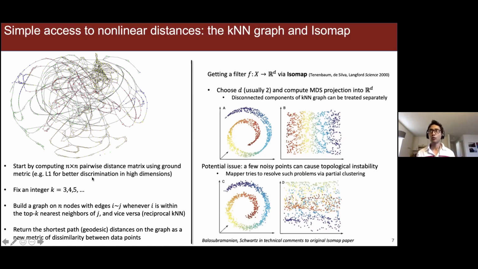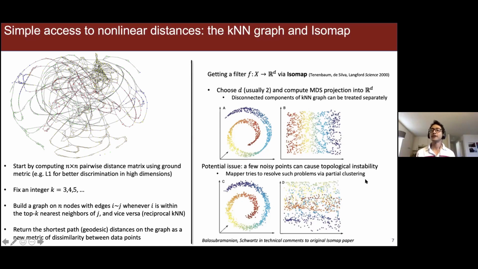And if you perform one more post-processing step by taking an MDS projection of this new geodesic distance matrix, you get what is known as Isomap. And the classical example to illustrate the usefulness of Isomap is in showing that it can unroll this Swiss roll dataset nicely into the plane. There's some potential issues. There's some topological instability that comes with Isomap, but actually Mapper, with its step of doing partial clustering in the high dimensional space, can try and resolve some of these topological instabilities.